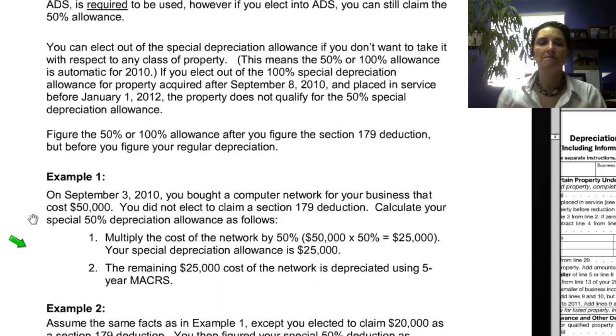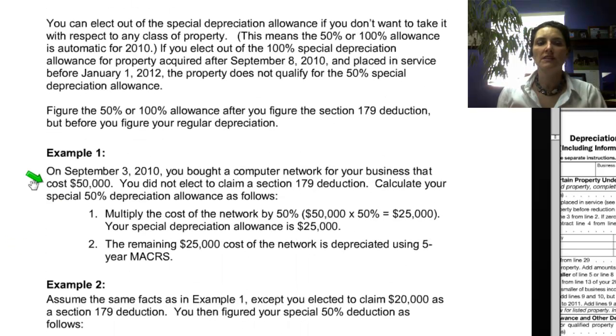And here's an example. On September 3, 2010, you bought a computer network for your business that cost $50,000. You did not elect to claim a Section 179 deduction. Calculate your special 50% depreciation allowance as follows.